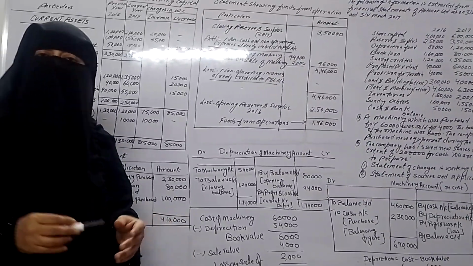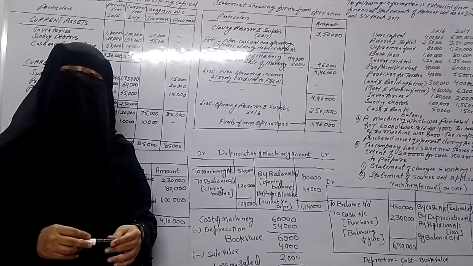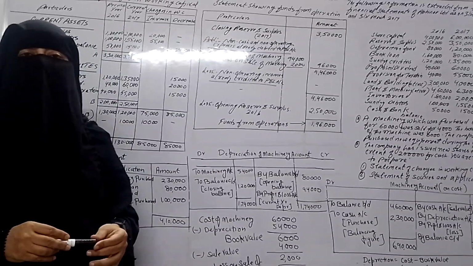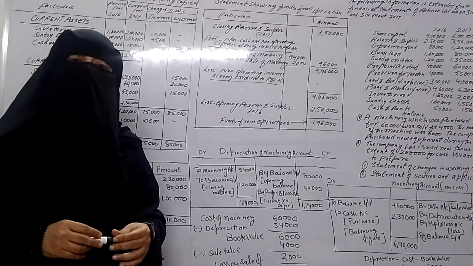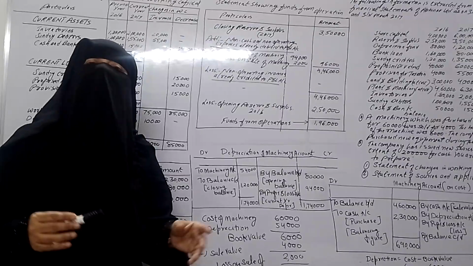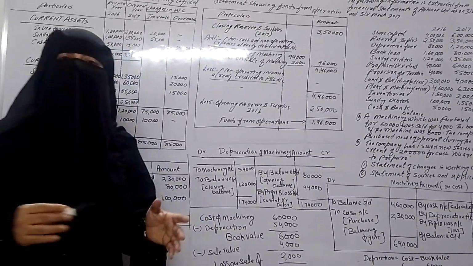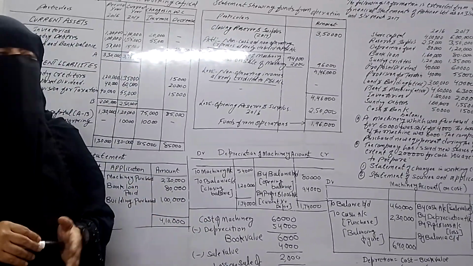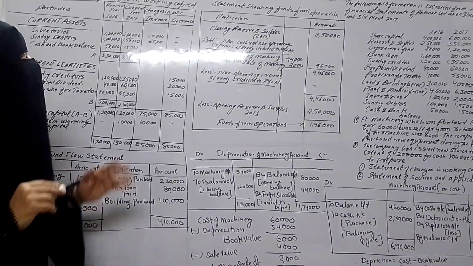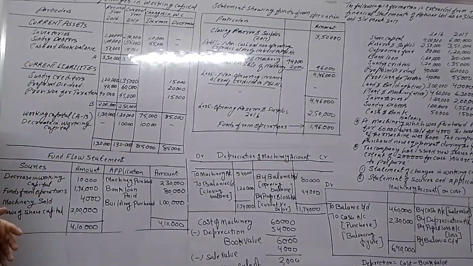Current assets are those assets which can be converted into cash within a period of 1 year. And current liabilities are those liabilities which we have to pay within a period of 1 year. So current assets and current liabilities we need for preparing the statement of changes in working capital.